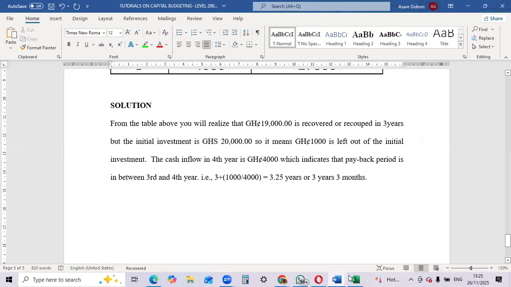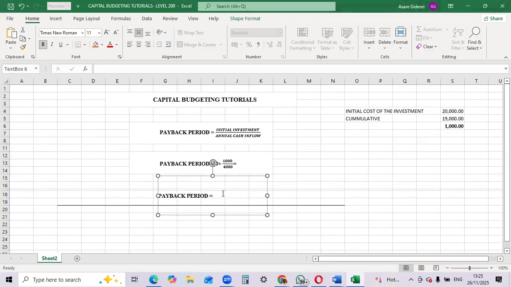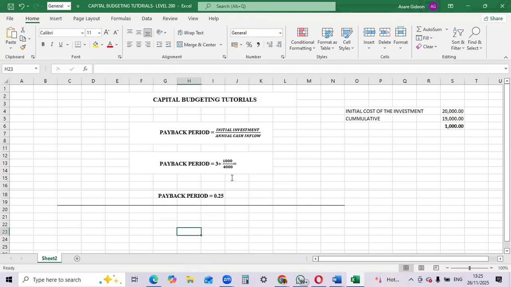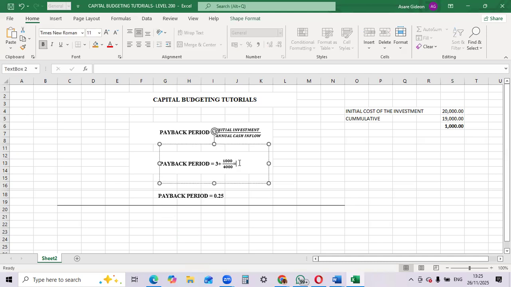It is 0.25. So now what is going to happen is that the value that we are getting for 1,000 divided by 4,000 was 0.25. Are you getting the point? So now the payback period is going to be 3 plus 0.25. Okay.